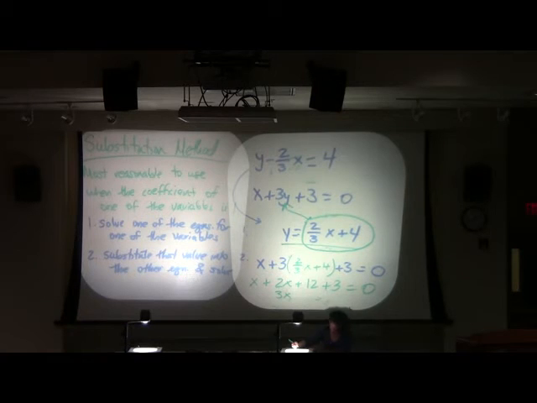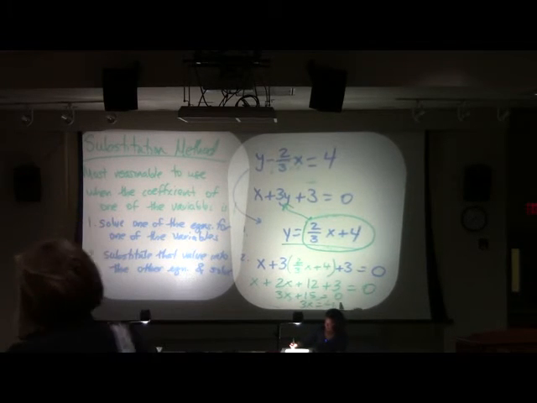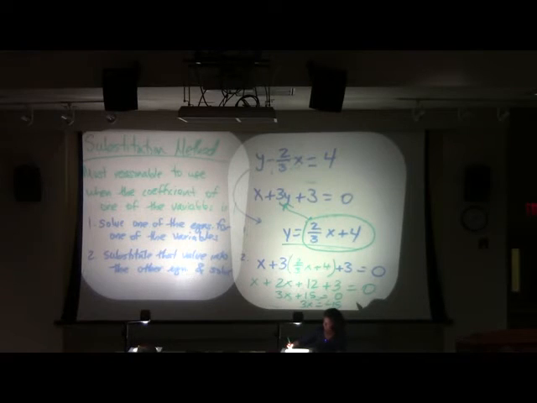3x. I meant to have minus 4. We'll see how this comes out. So 3x plus 15 equals 0. So 3x is negative 15. So what is x equal to? Negative 5.